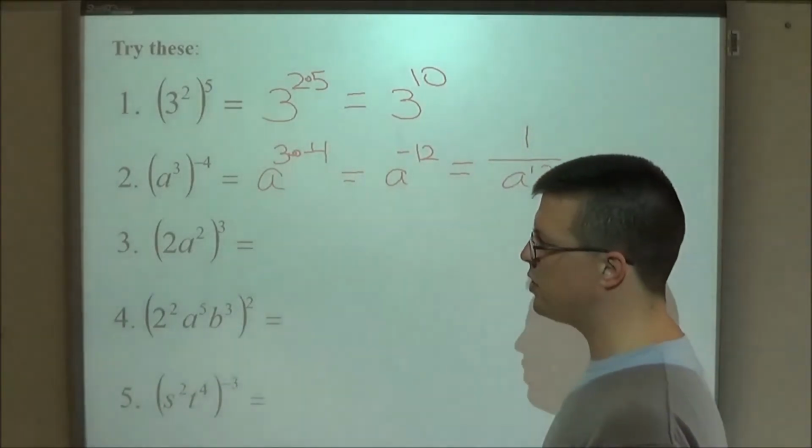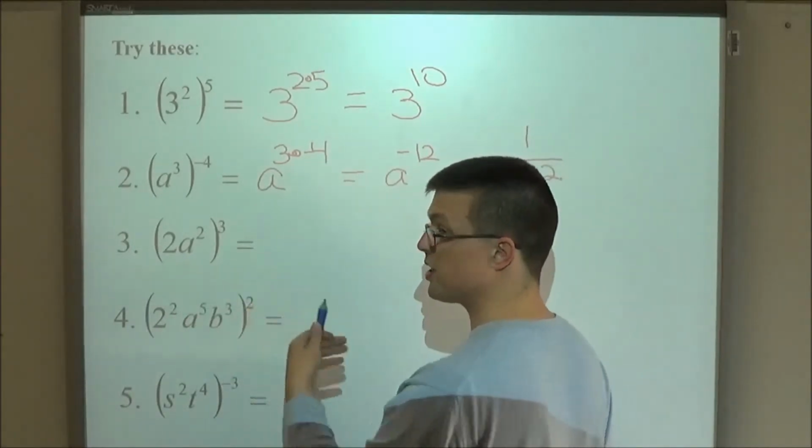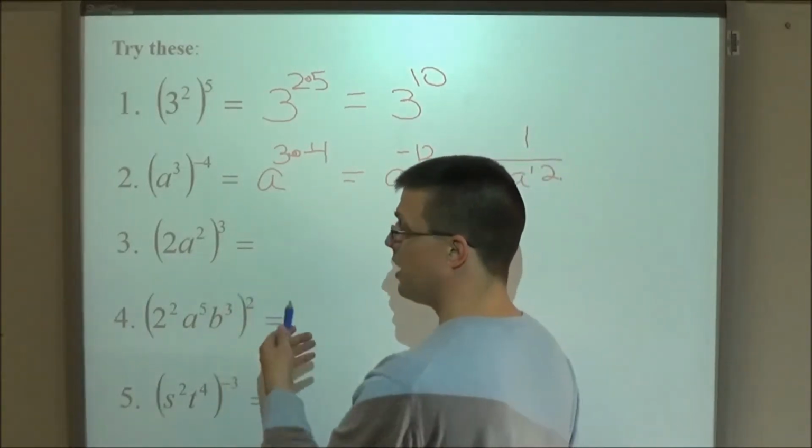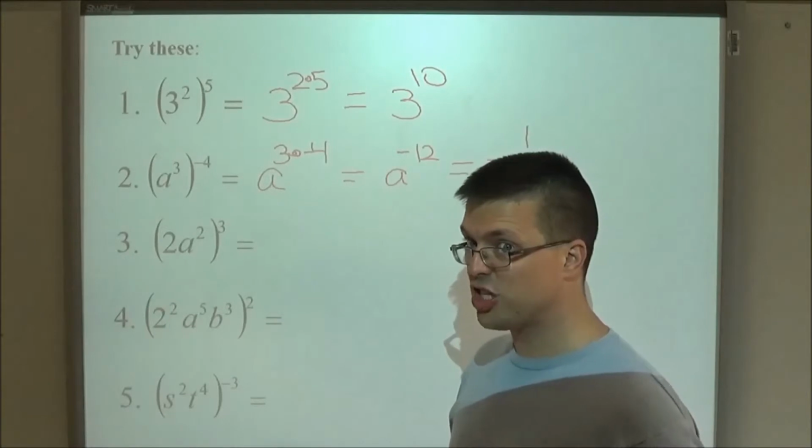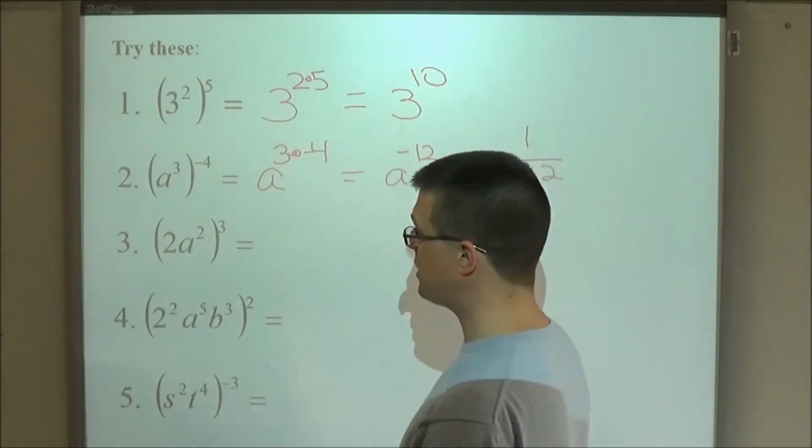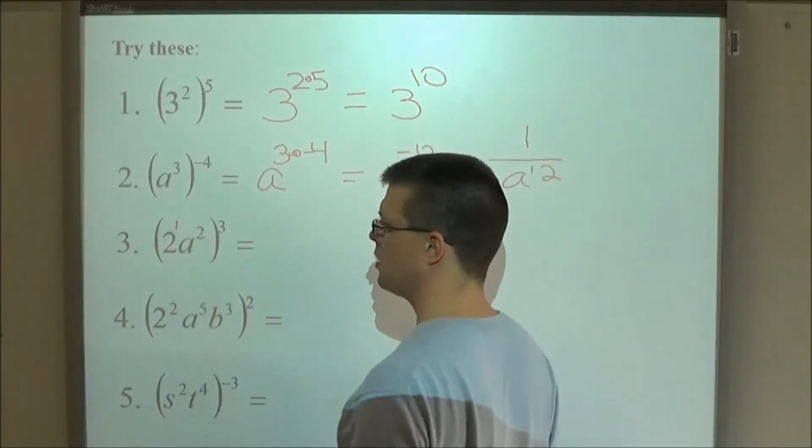Now, number 3, we've got 2 bases. We have 2, which is just a 2. And if it's just a number, if it's just a variable, what exponent does it get? A 1.